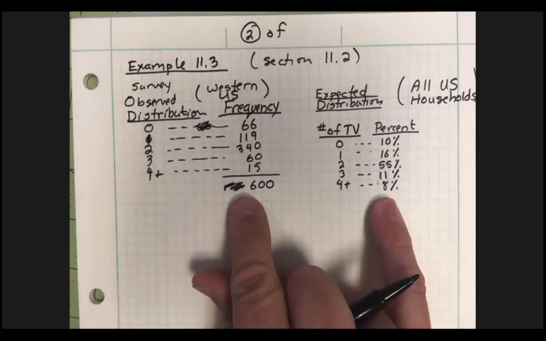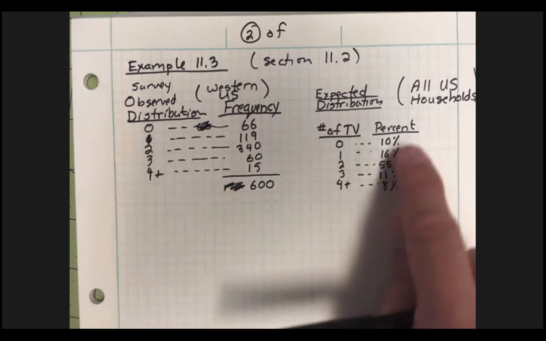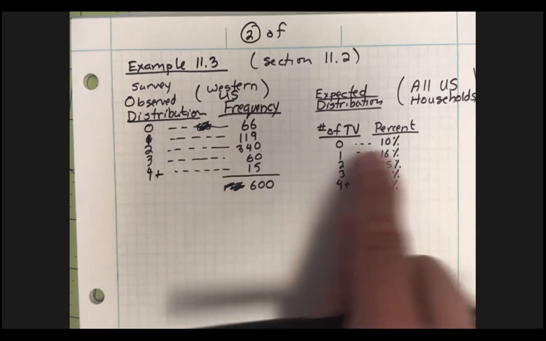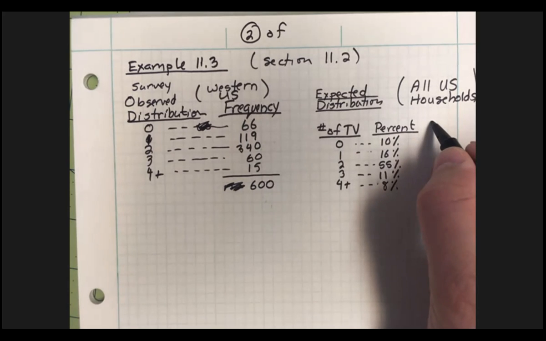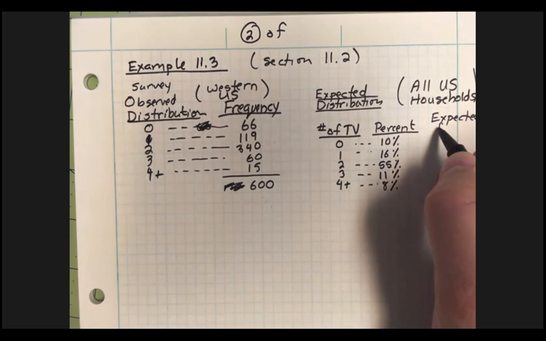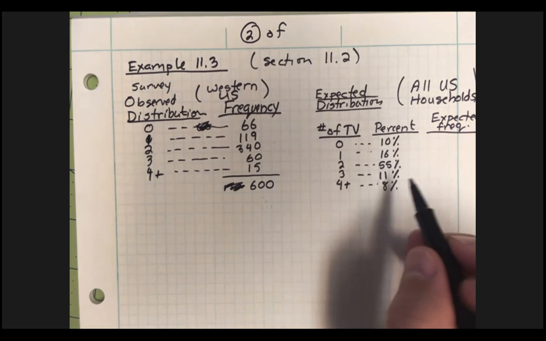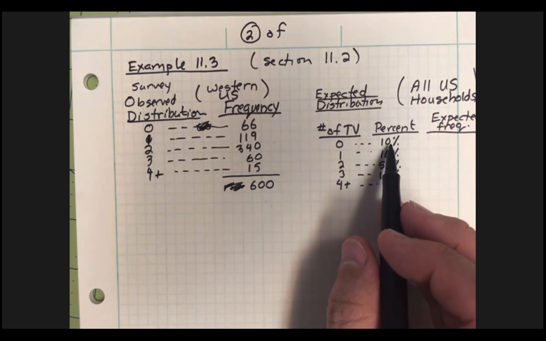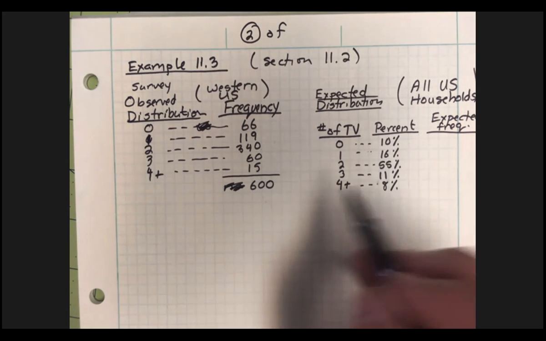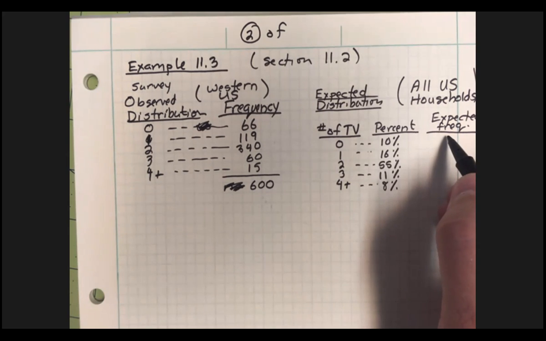So most of them have two TVs, right? But how do I compare these two lists when one is frequency and the other is percent? I have to make them both frequency. So this will be my expected frequency. And let's take as if I had 10% of 600. 10% of 600 is 60. I just multiply 10%, 0.10 times 600. So that's 60.